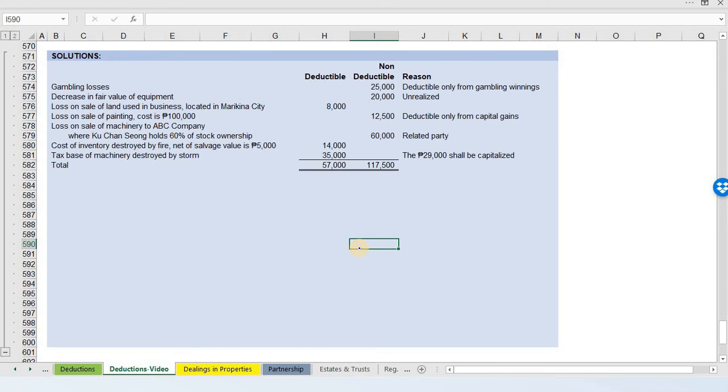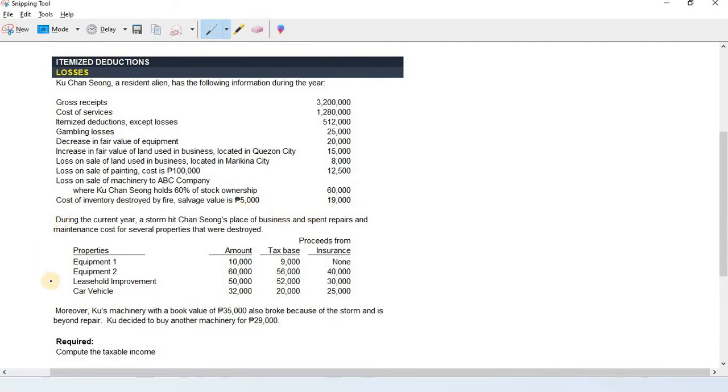And aside from these, we have additional information with regards to various fixed assets that were destroyed by the storm. So we have equipment 1, equipment 2, leasehold improvement, and a car vehicle. So these are the amounts of repairs and maintenance. Which means that these four fixed assets were not totally destroyed unlike the machinery. So these are only partially destroyed. And the tax base of the part destroyed are as follows. Then we have the proceeds from insurance.